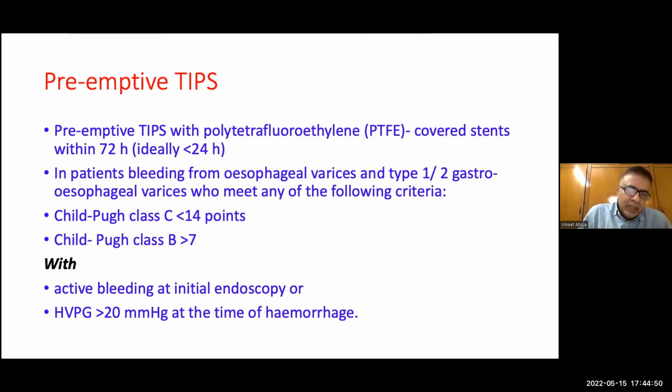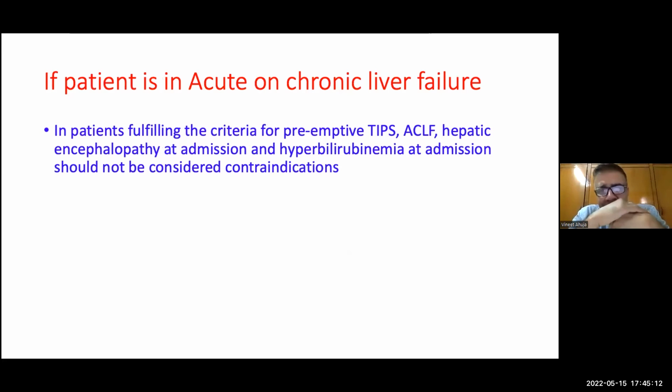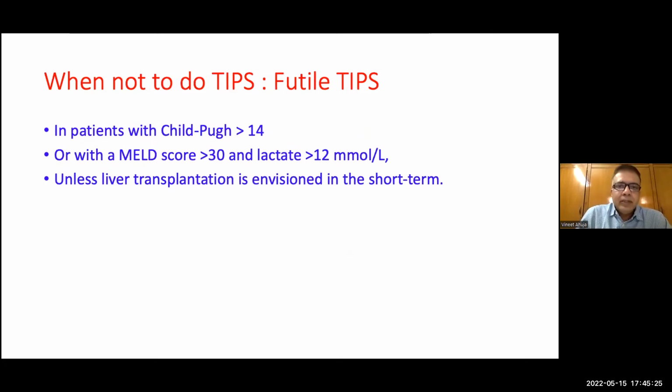As I told you earlier, HVPG more than 20 is a determinant of bad prognosis. Active bleed at initial endoscopy is a determinant of bad prognosis. Child-Pugh class C higher scores are a determinant of bad prognosis. So if you have a case where the prognostic factors are bad, the patient has bled once, then subsequently if you can do a preemptive TIPS, the results are better. Even if the patient has acute on chronic liver failure or hepatic encephalopathy at admission or hyperbilirubinemia, it has been advised that preemptive TIPS can be done. These are not contraindications for putting in TIPS.